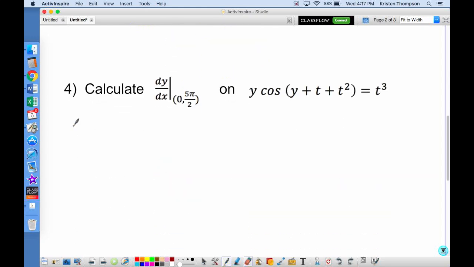For problem number 4, we want to calculate the derivative at a specific point of this function. First thing I want to point out is that I made an error when I typed this up. This function is in terms of y and t, but our derivative is dy dx. Since there's no x in sight, I think I meant dy dt. So the first thing I would like to do is correct this and rewrite it as dy dt.